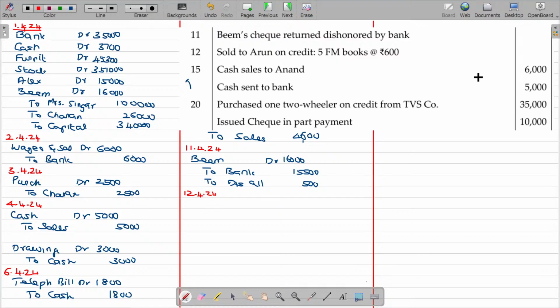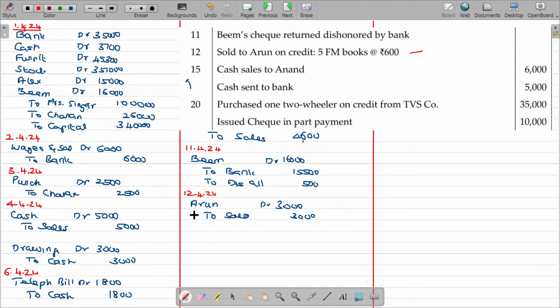Sold to Arun on credit 5 FM books at rupees 600 each. So credit transaction, so Arun's name will come. Per book cost is 600, 5 books 3,000. So Arun account debit to sales. This value being 3,000.